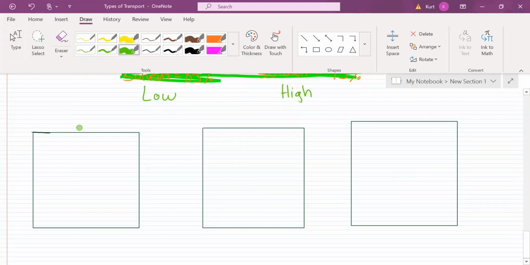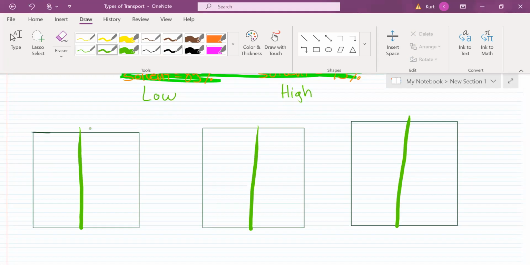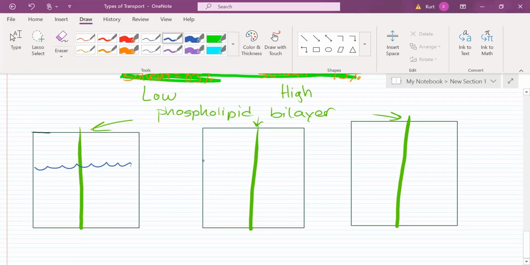Let's imagine that there's a semi-permeable membrane here, here, and here, okay? Now, stipulation. This is a phospholipid bilayer. So you tell me, is that polar or is that nonpolar? It is nonpolar, so only nonpolar substances can pass through it. Let's get our water.